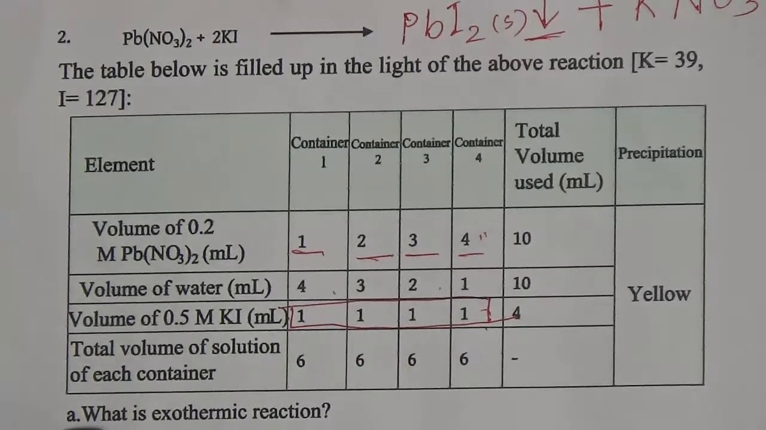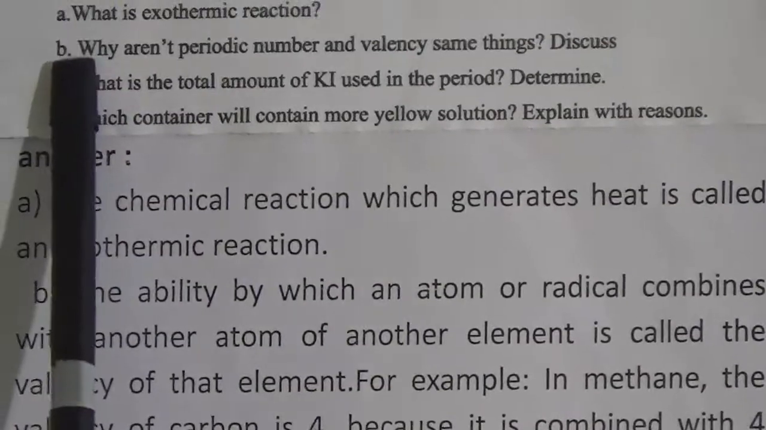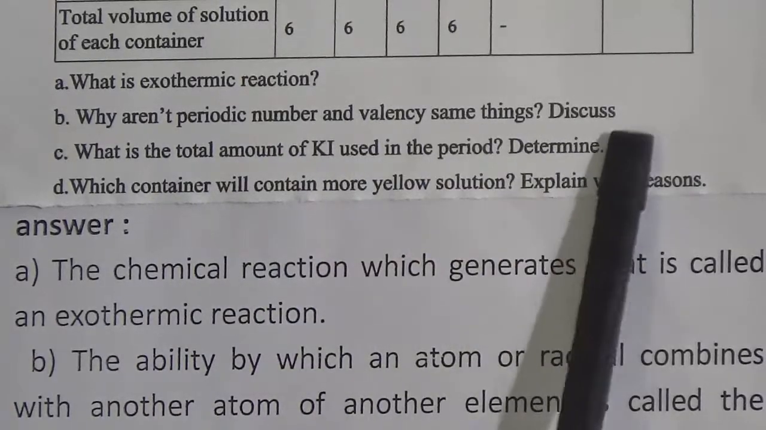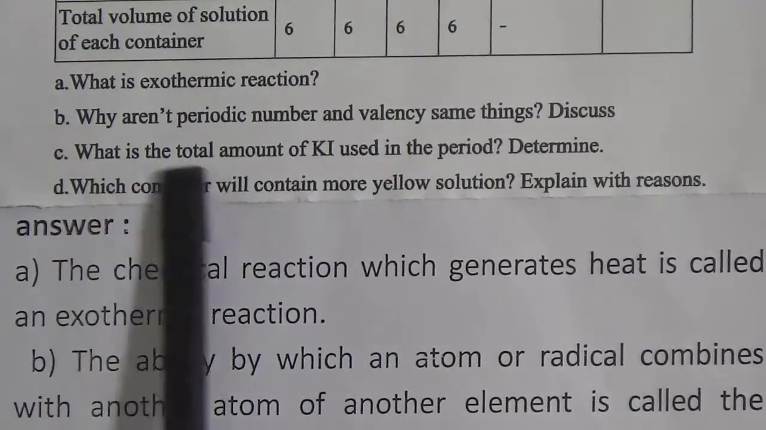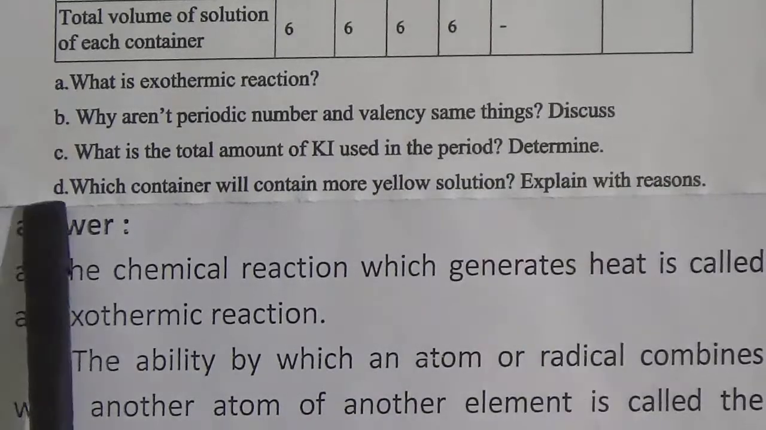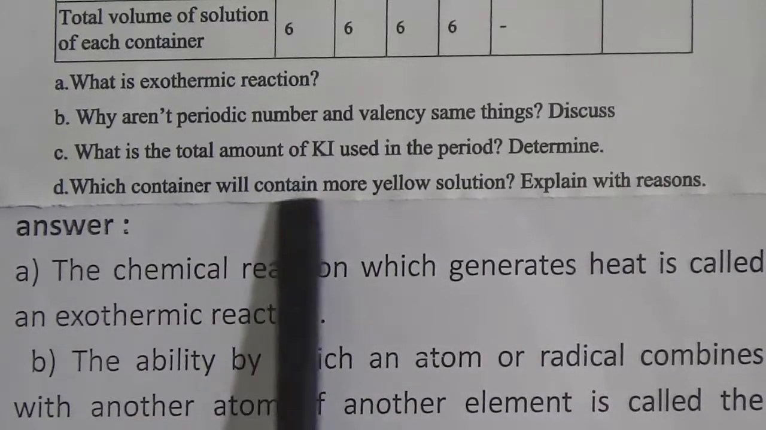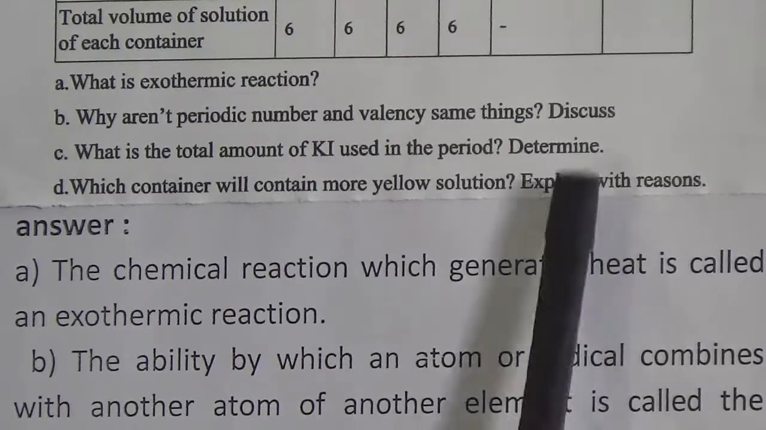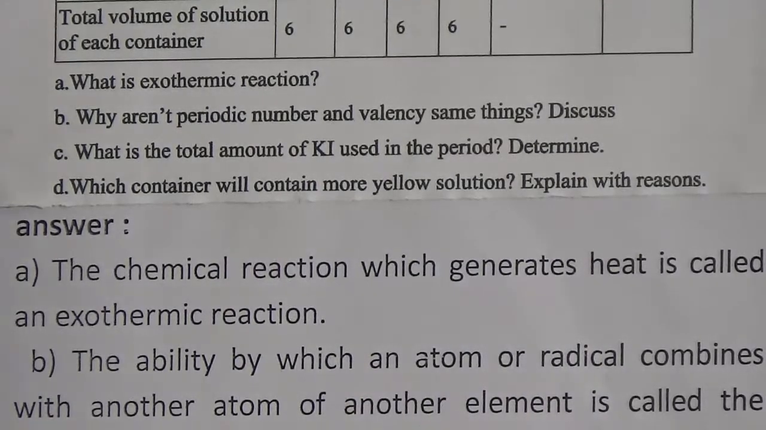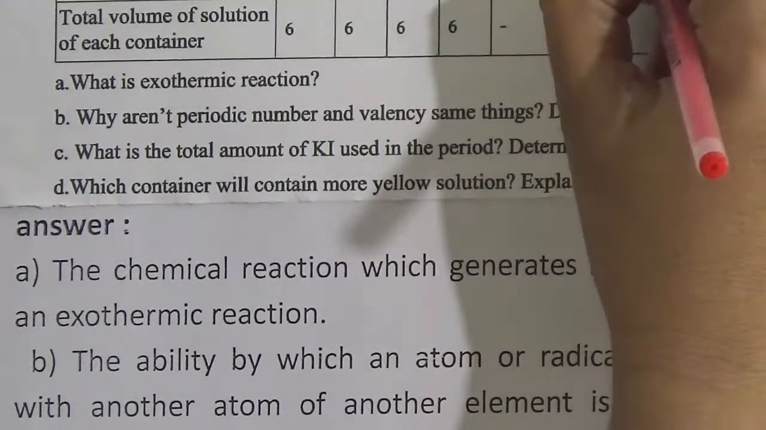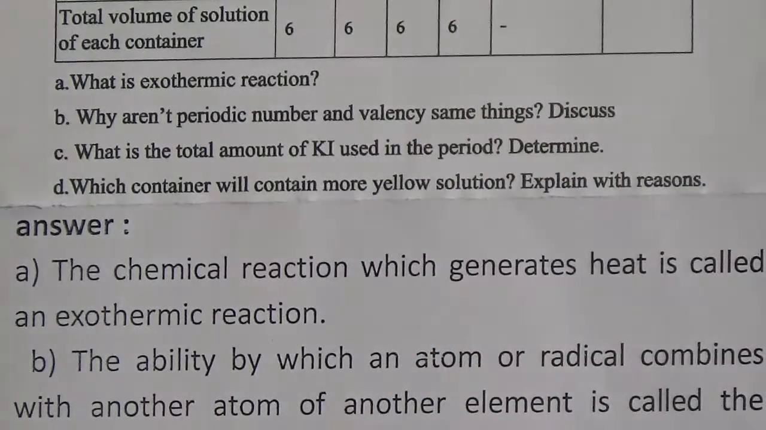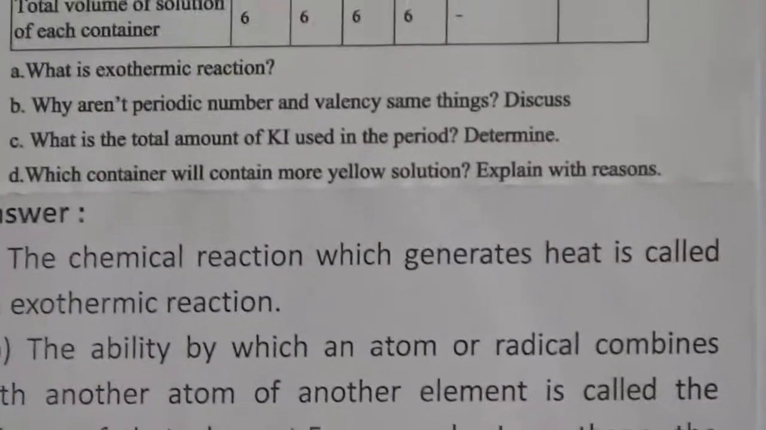Now come to the first question: what is an exothermic reaction? Second: why are the oxidation number and the valency not the same thing, discuss. Third: determine the total amount of potassium iodide used in the containers. The last one: which container will contain more yellow precipitate? The precipitate is lead iodide. We have to find out where more lead iodide is made.